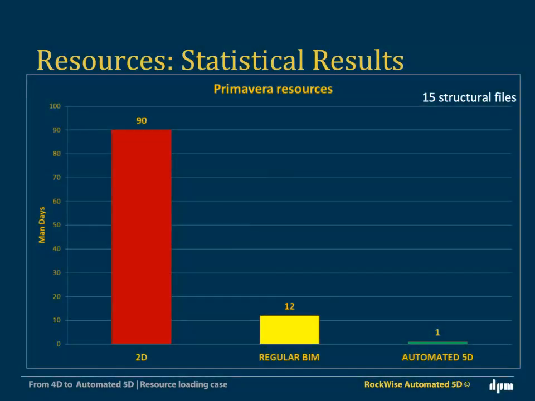Given this automation, the resource loading of all the 15 BIM files was performed in less than 1 man-day of effort. Using regular 5D BIM, the listings require semi-automated calculation and spreadsheet comparisons, and thus, from our experience, a similar exercise in regular 5D requires at least 12 man-days of effort. As for traditional non-BIM technology, extensive manual calculation is required and a large engineering team is needed to perform a similar job, as more than 90 man-days of effort are typical in this case.